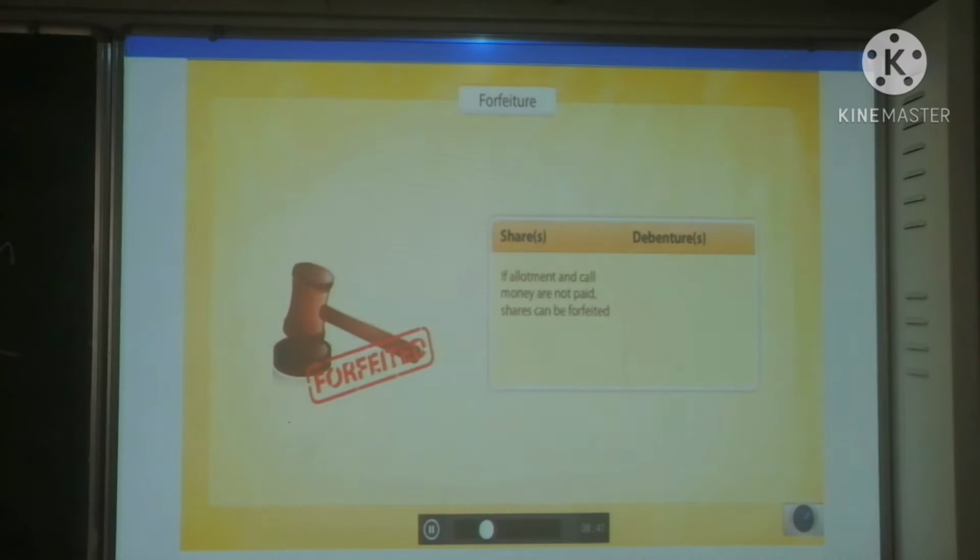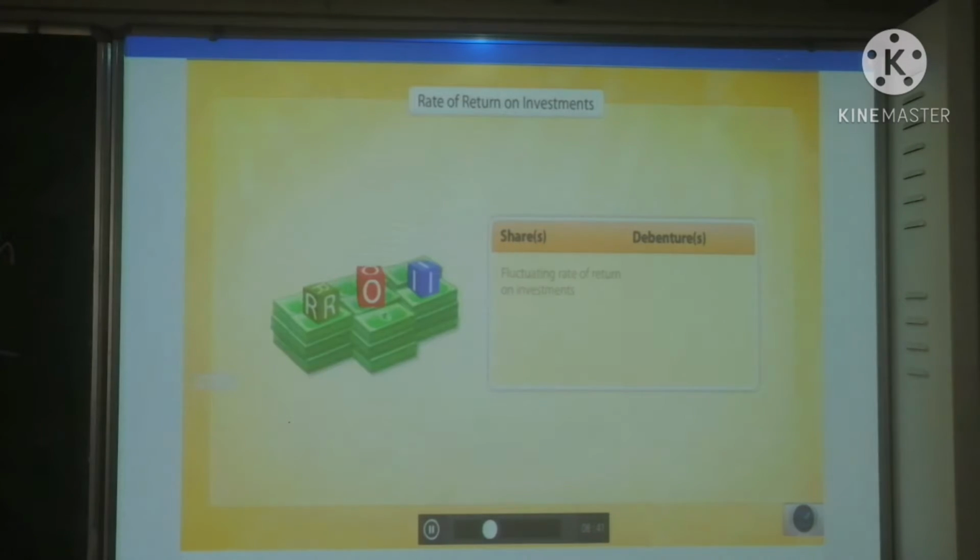Shares can be forfeited if allotment and call money are not paid. However, this is not the case with debentures. They cannot be forfeited even if allotment and call money are not paid. The rate of return on investments fluctuates for shares. However, it is fixed in the case of debentures.